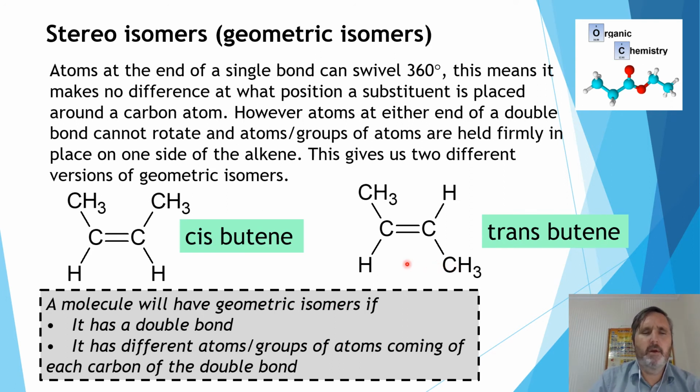trans. Just a wee note here, this is actually cis-but-2-ene and trans-but-2-ene, but I don't have to include the 2 because the only type of butene that can be a geometric isomer is but-2-ene. But-1-ene cannot be a geometric isomer because one of the carbons of the double bond will have two groups that are the same and it won't meet the requirement of point 2 here.